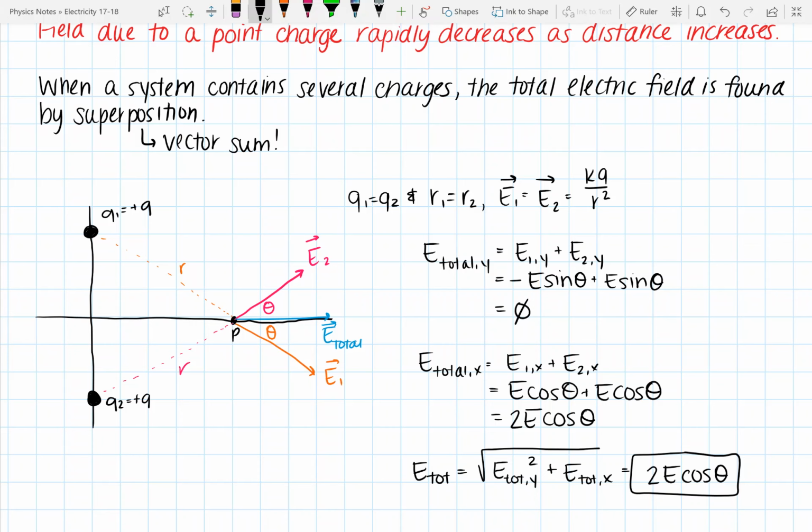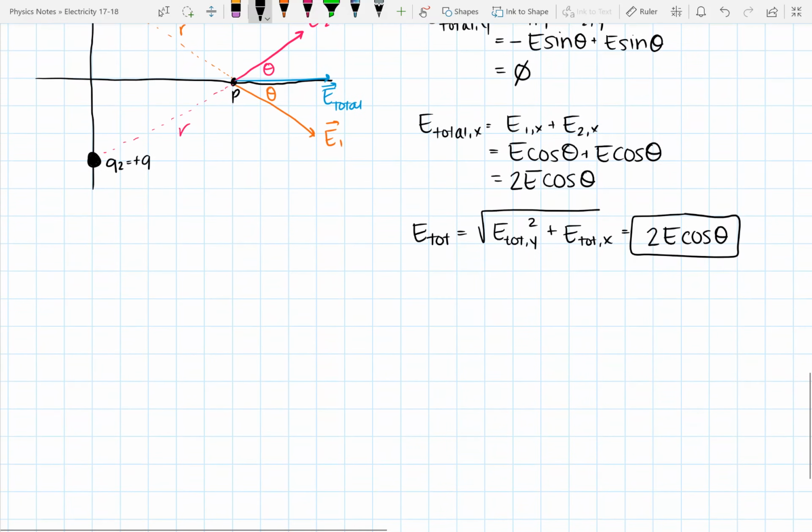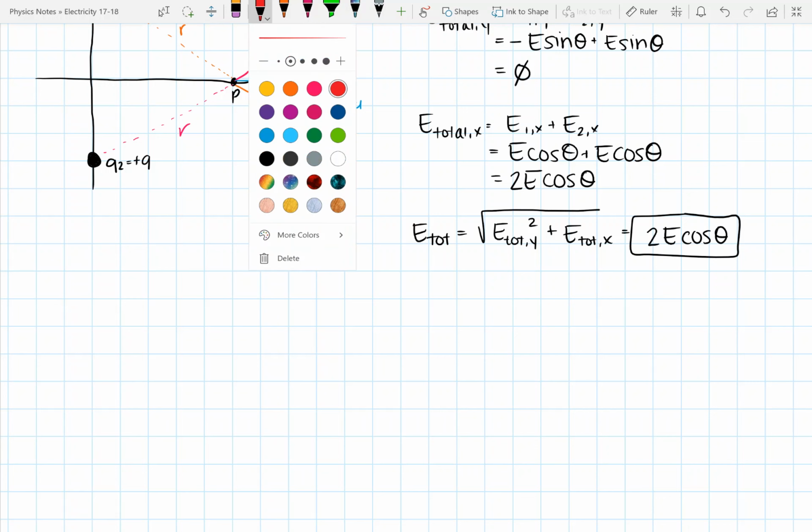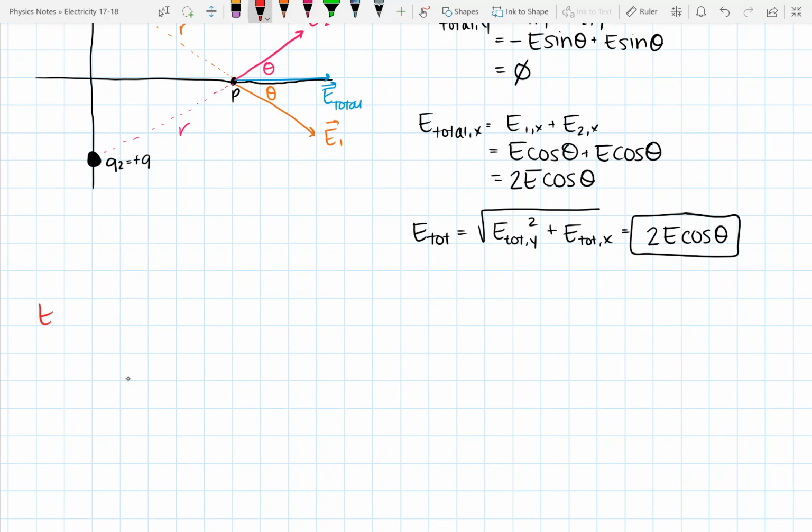Alright, now this one is going to be a little bit different. We're going to do an actual example with numbers this time, and the positionings are also different. So, here we go. Here's my example. Now, we're going to say that in this case, Q is 5 microcoulombs, and R is 0.75 meters.